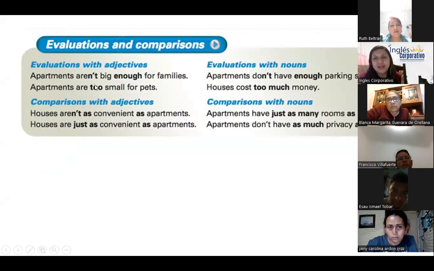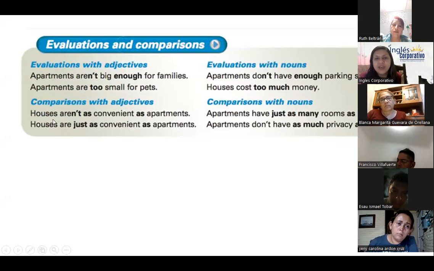Apartments aren't big enough for families. Apartments are too small for pets. So if you notice, we are using the verb to be, we are using the adjectives and the expressions that we learned yesterday, not enough or too small.